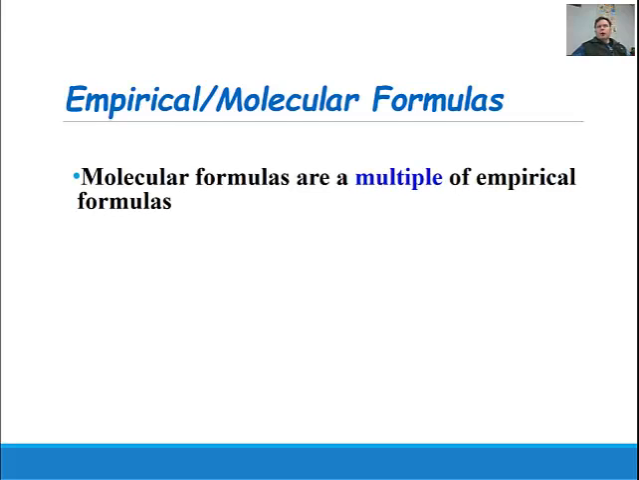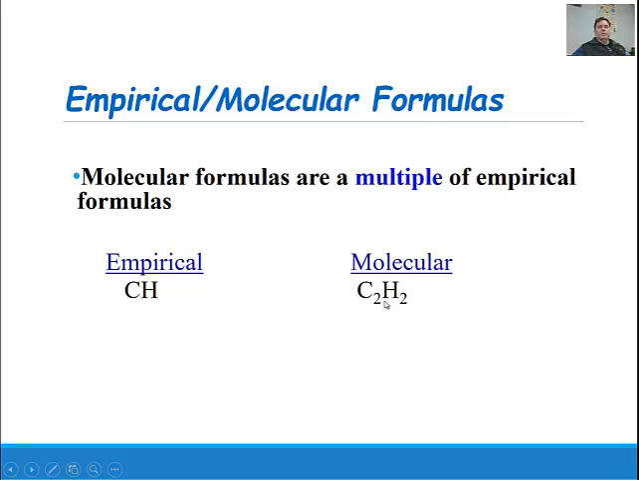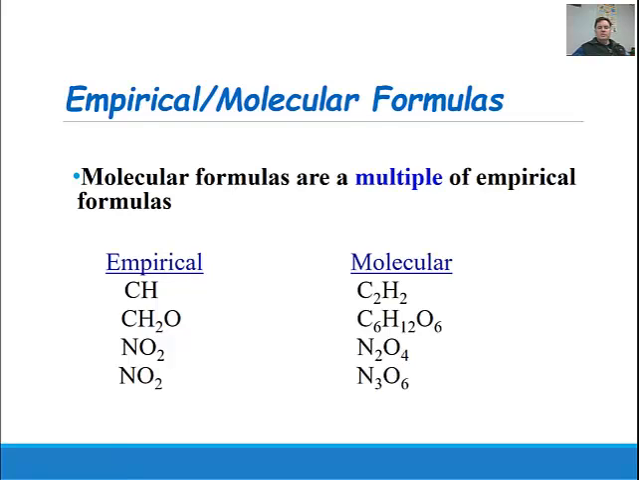So what we're going to notice is that molecular formulas are simply a multiple of an empirical formula. We're going to take the subscripts of the empirical formula and multiply them by some value to get the molecular formula. So for example, CH, if we multiply it by 2, we get C2H2. Here is CH2. We multiply by 6. Here's glucose, C6H12. NO, we get N2O2. So we multiplied our subscripts by some value to get our molecular formula. Here's another one, NO2, we get N3O6, multiplying everything by 3.